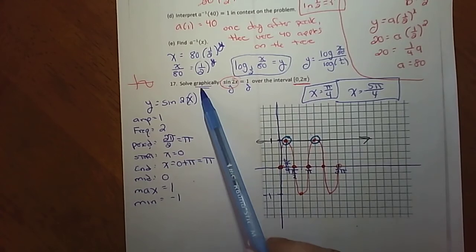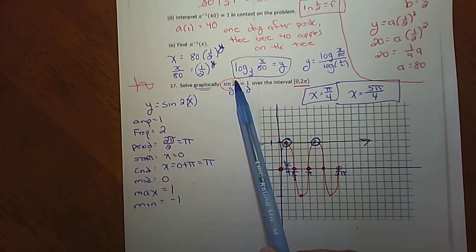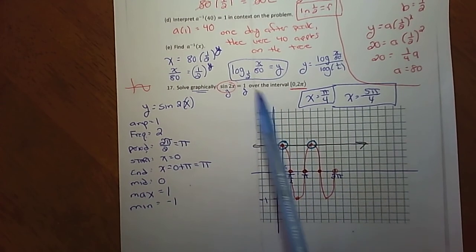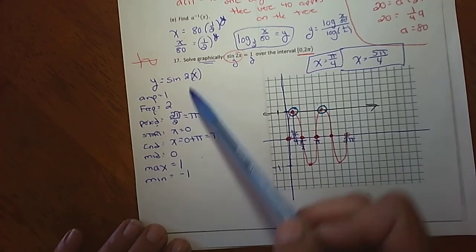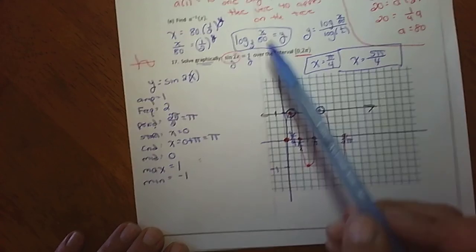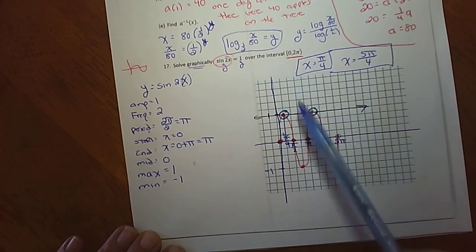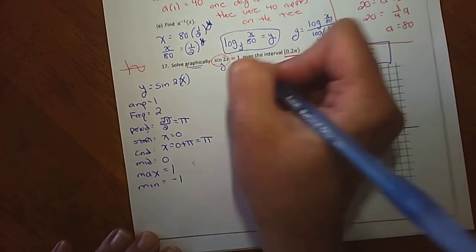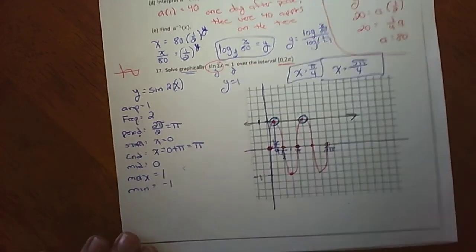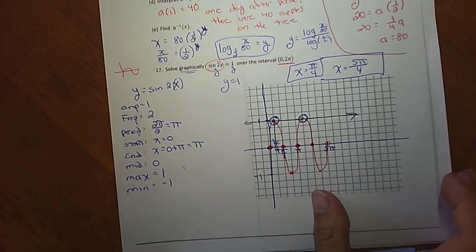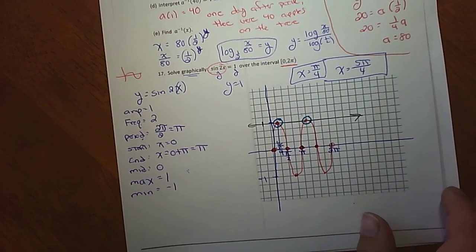So anytime you're asked to solve something graphically and it's a trig equation, you literally just make them into 2 graphs. We're graphing y equals sine 2x. Make your list, and just make sure you go all the way out to where the interval ends. Okay? And then you're going to graph the other one, which is y equals 1, and find out where they hit each other. All right, guys, that's the end of the second review packet.